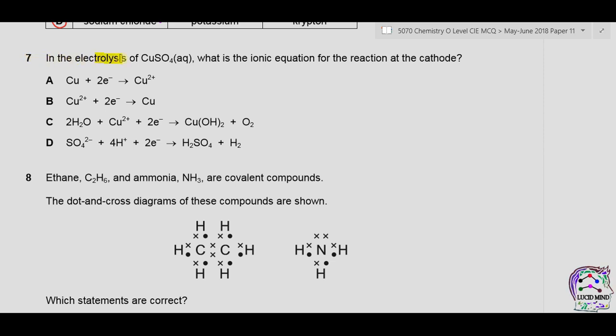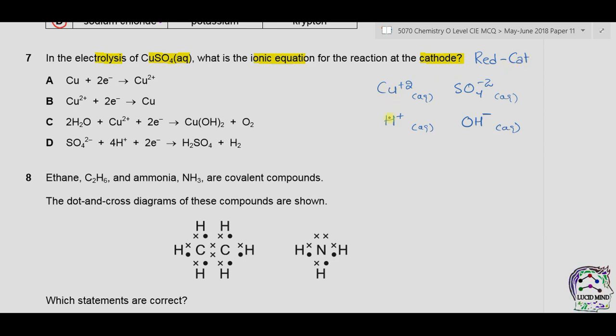Question 7. In the electrolysis of aqueous copper sulfate, what is the ionic equation for the reaction at the cathode? In aqueous copper sulfate we have Cu2+, SO4 2-. We also have H+ and OH-. Now we know that cations always move towards the cathode and at the cathode reduction takes place.